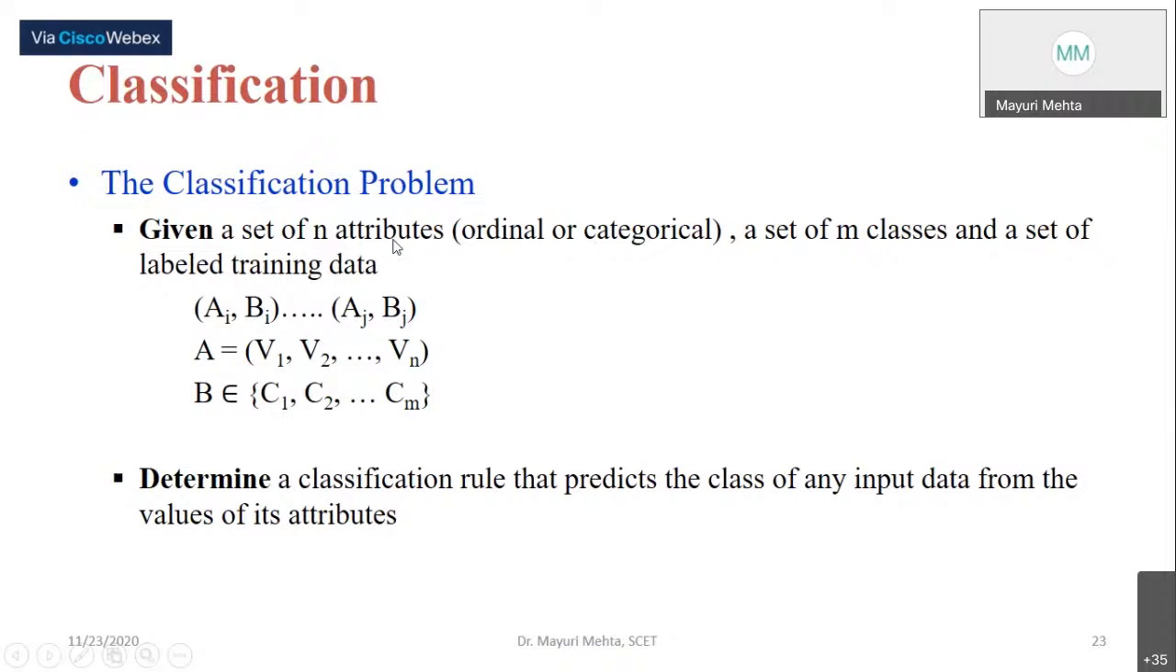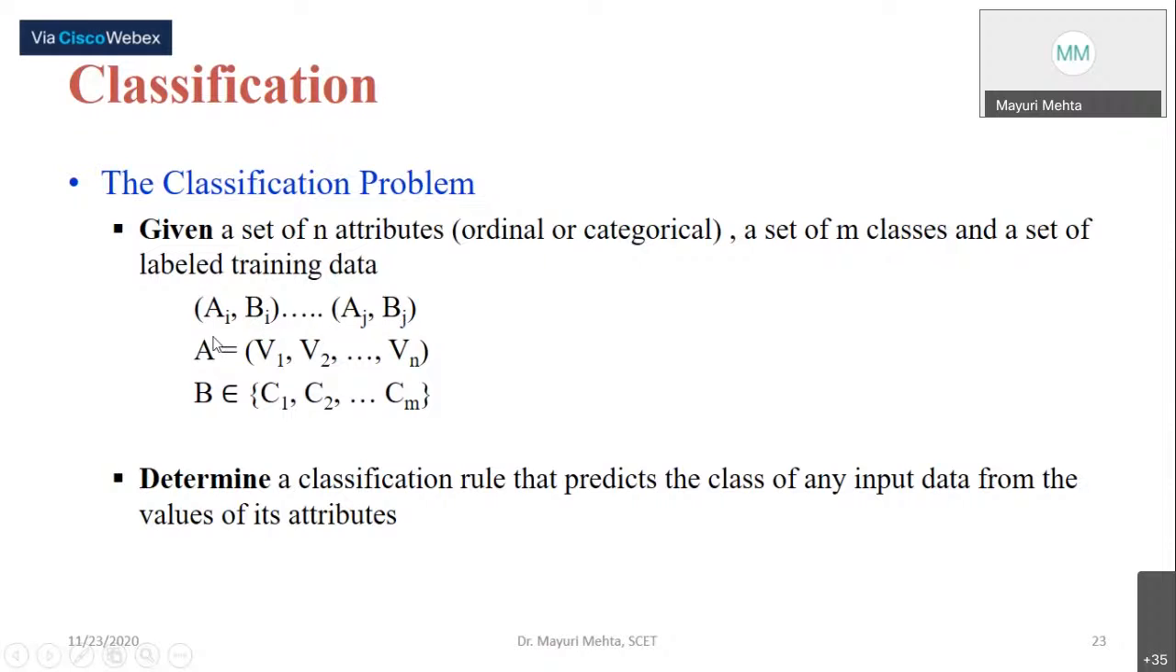Here you can see in this example what exactly the classification problem is. You are given a set of n attributes. The attributes may be ordinal or categorical. Along with the set of n attributes, you are given a set of m classes and a set of labeled training data, right? A set of n attributes means variables. We use synonyms for attributes. They are sometimes called features, variables, or columns, right? So we are given a set of n attributes, a set of m classes, and a set of labeled training data.